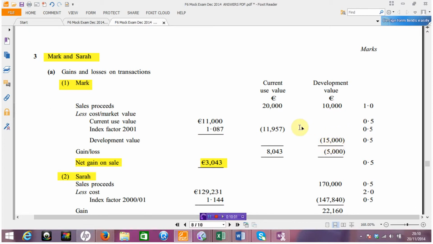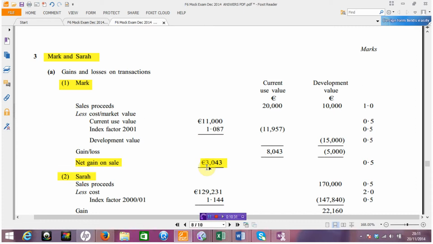So all that they're doing by splitting into two columns is saying, okay, the proceeds are all in there, the 20 and the 10, and for the cost side, we're only going to apply indexation relief to the current use element. We cannot apply it to what we call the development value. Hence the reason for two columns. So what do they do once they've done their little workings? They just add these two figures together to get 3043. So that's all that we needed to do.